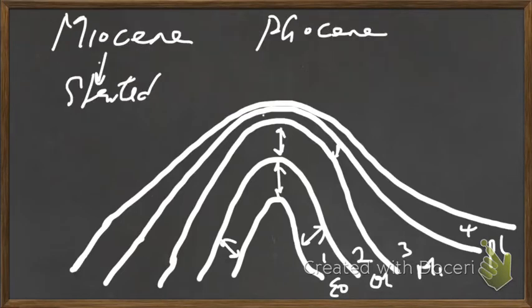So this whole folding process started in the Miocene and continued all the way to the Pliocene. And that's evident from the thickness of unit 4, which shows even more drastic thinning as you go from the flank to the crest of the anticline.